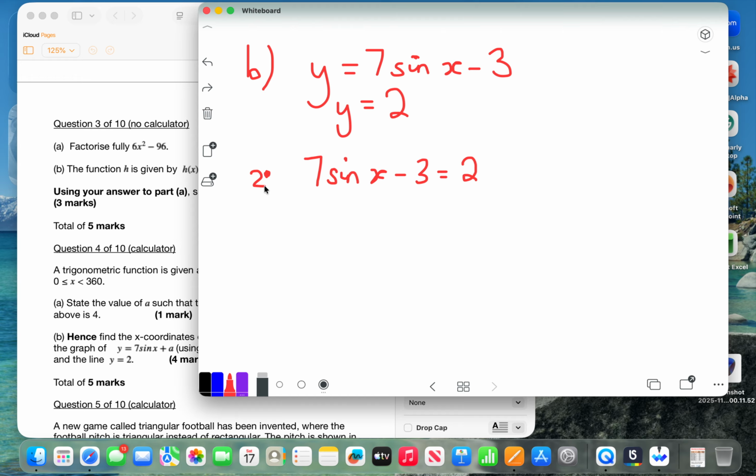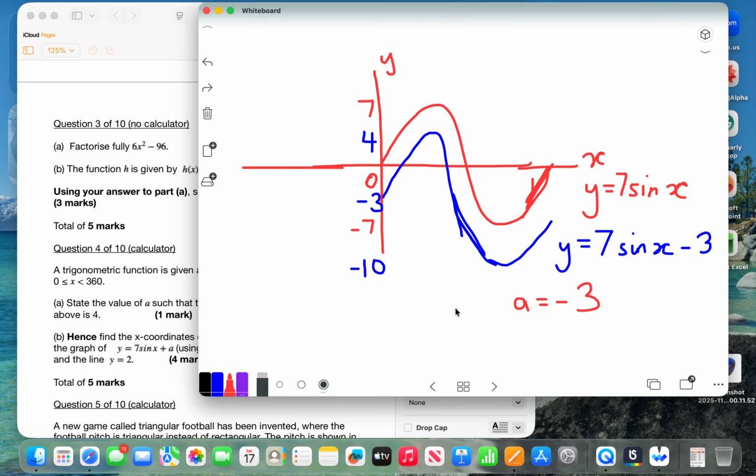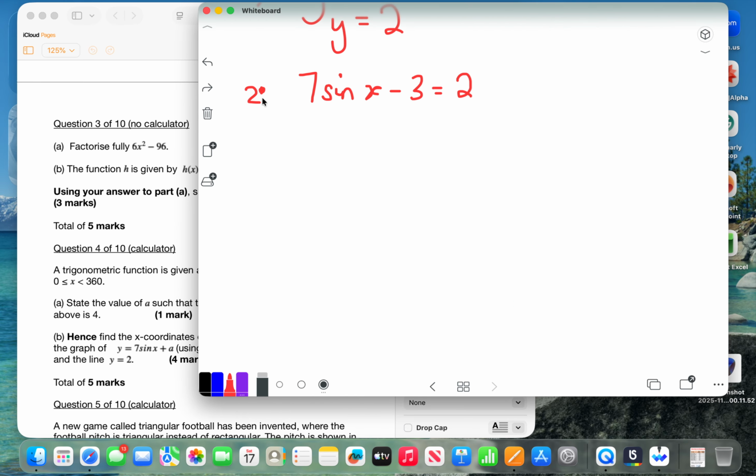I say the second mark because it's the first mark in B, but part A was 1 mark, so A would be mark 1. I should write that in actually. So this would be number 1 and this is number 2.